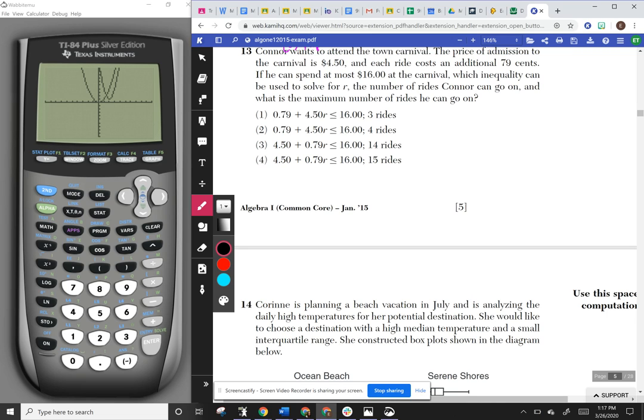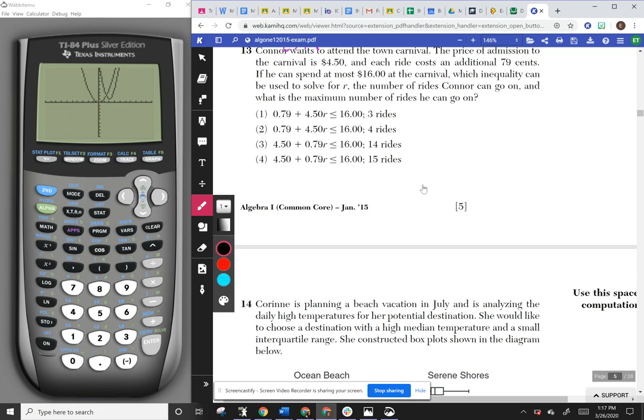Okay, so we are now going to do questions 13 through 24 for the January 2015 Algebra 1 Regents. So 13 says Connor wants to attend the town carnival. The price of admission to the carnival is $4.50. And each ride costs an additional 79 cents.